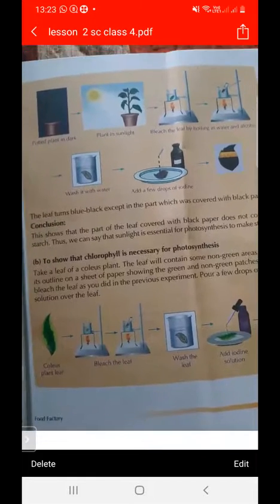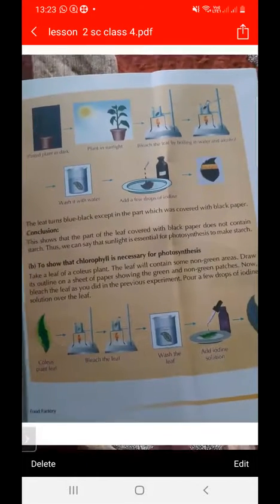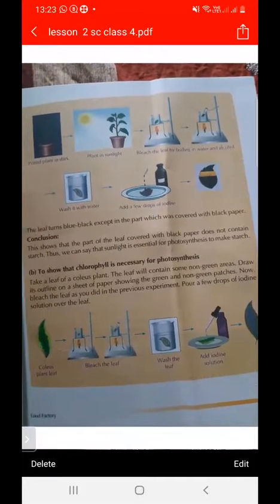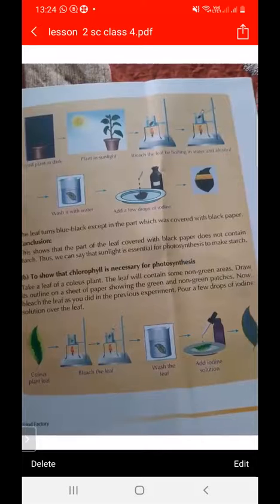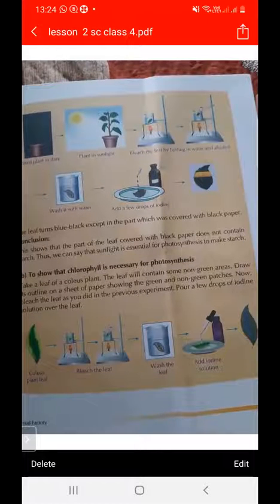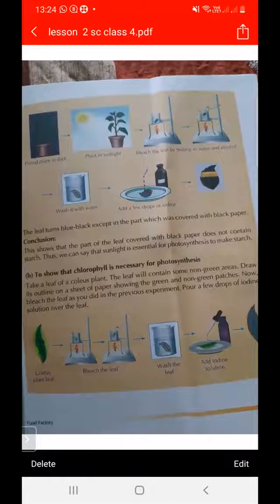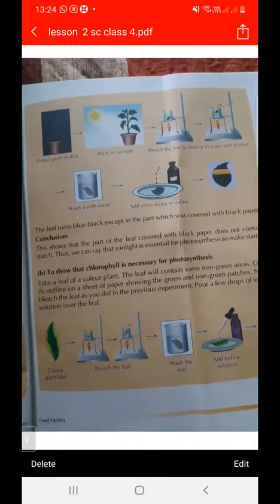And the next activity is to show that chlorophyll is necessary for photosynthesis. In activity 1, we proved that sunlight is necessary for photosynthesis. In activity 2, we will prove that chlorophyll is necessary for photosynthesis. For proving this, we have to take a leaf of a Coleus plant. The leaf will contain some green and non-green patches. Draw its outline on a sheet of paper, showing the green and non-green patches. Now bleach the leaf as you did in the previous experiment. Pour a few drops of iodine solution on it.